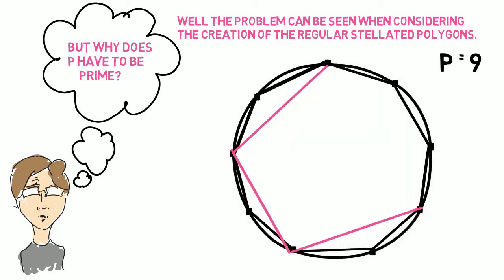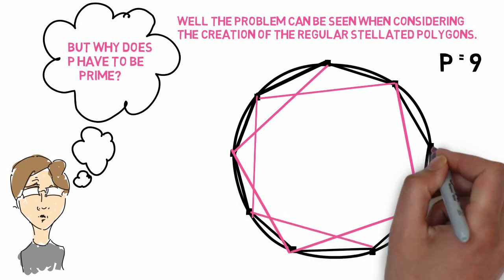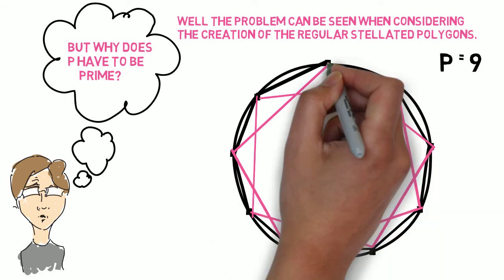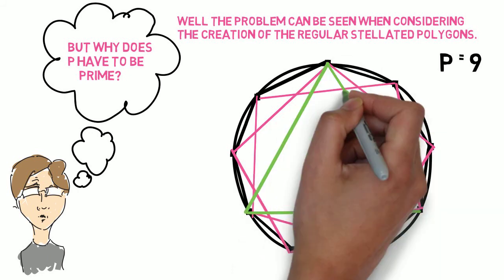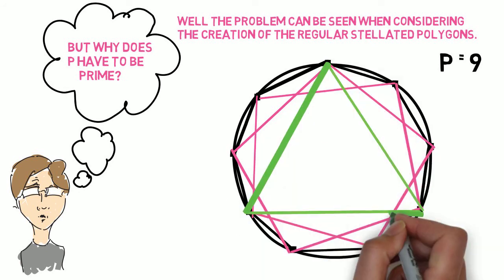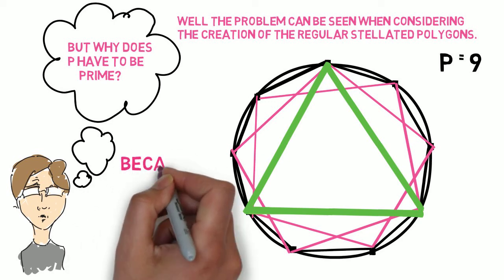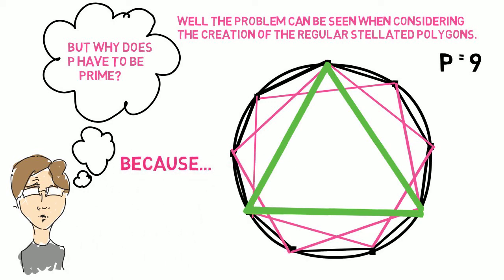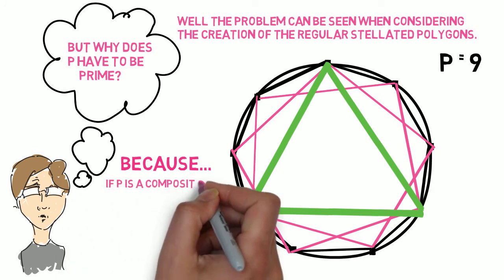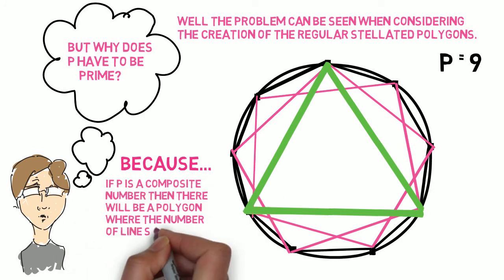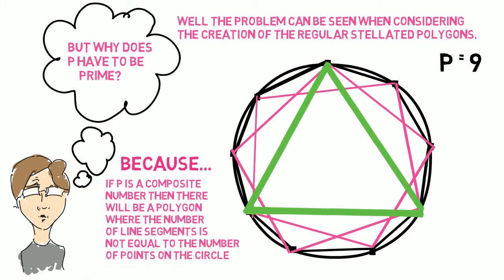and then by skipping 1 point, and then by skipping 2 points, you will see that the line segments will infinitely connect with only 3 points, forming a triangle, which only has 3 sides and 3 vertices. With any composite number of points, there will be a certain number of points skipping that will construct a polygon where the number of line segments is not equal to the number of points on the circle.